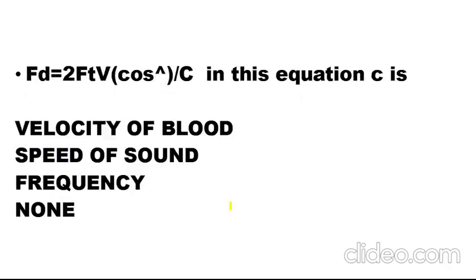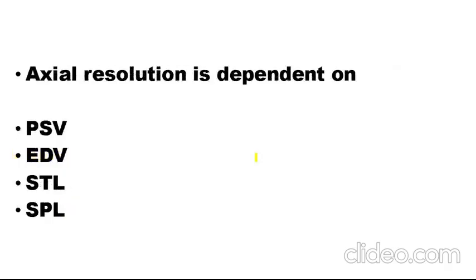FD is equal to 2FT V cos theta over C. This is the equation of Doppler shift frequency. In this equation, C is velocity of blood, speed of sound, frequency, or none. So the correct answer is C is speed of sound, option B. Velocity of blood is V, Doppler frequency is FD, FT is transmitted frequency, and 2 is negligible. So we have next MCQ.